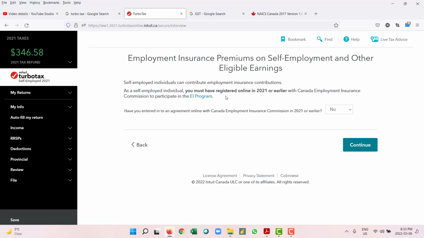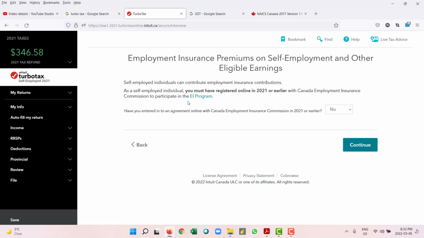Employment insurance, actually, I did not apply for it. I clicked no, but a self-employed person must have registered online for the employment insurance program. So actually, I didn't register. Employment insurance is something where if you lose your job, you can claim some amount of money. When you remain unemployed, you must apply for it within 1 month.